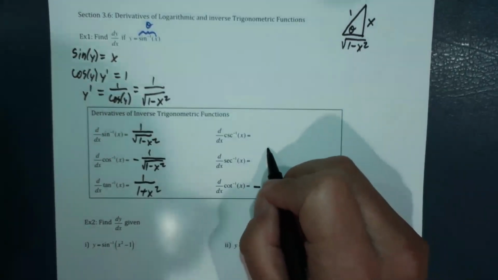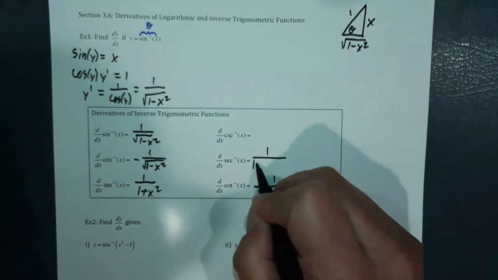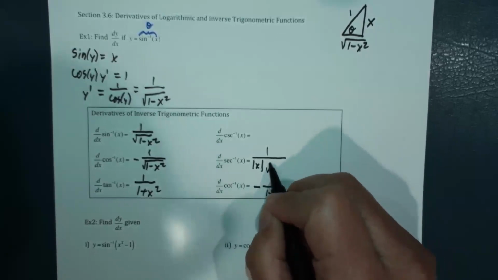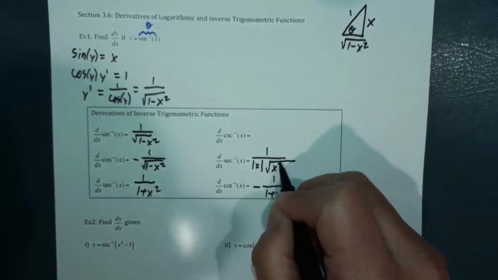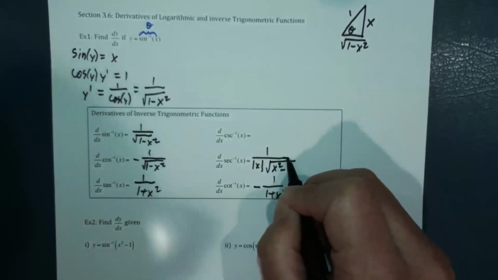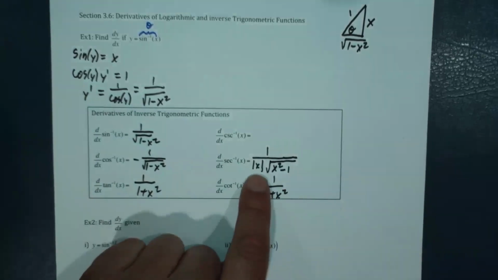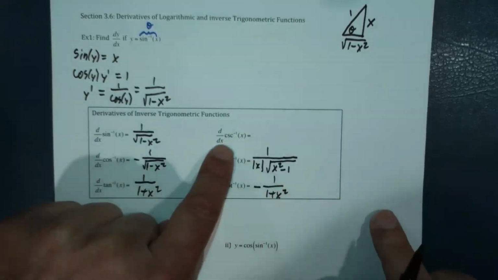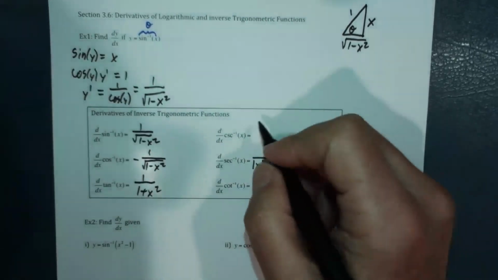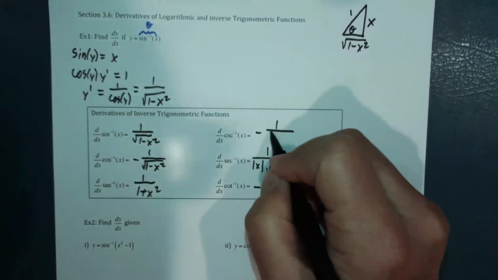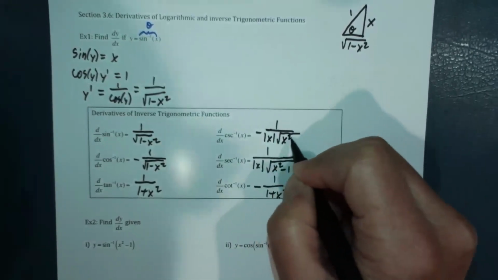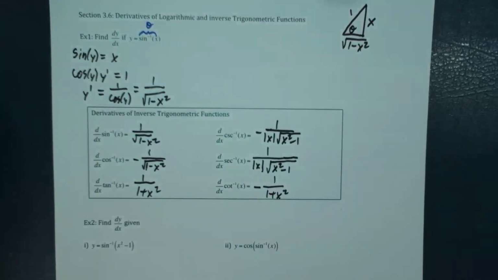Secant is a weird one. And if you want to see the derivation of these, you can find it online. It's not that big of a deal. Very similar to what I did with the triangle here. Now that's absolute value of x times the square root of x squared minus 1. And cosecant inverse is the same, but it's negative. So there are your 6 trig functions.